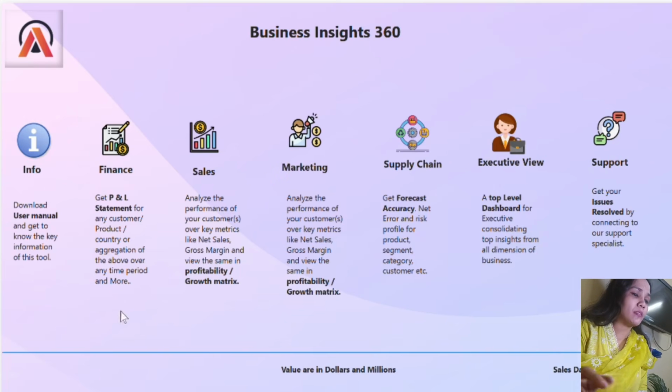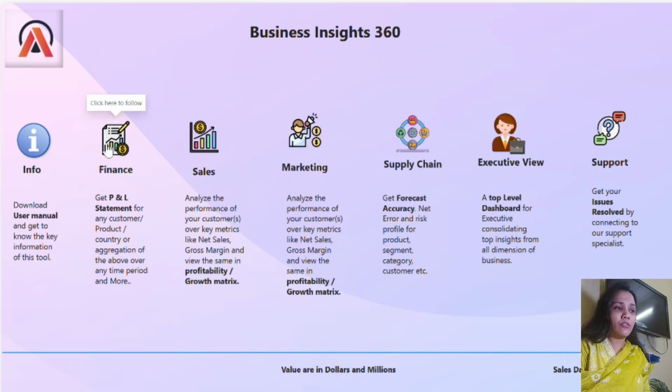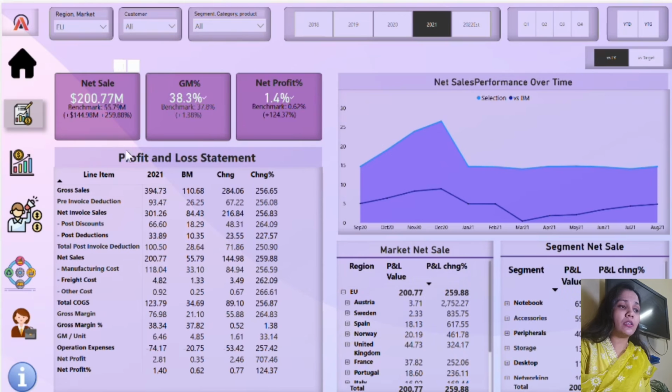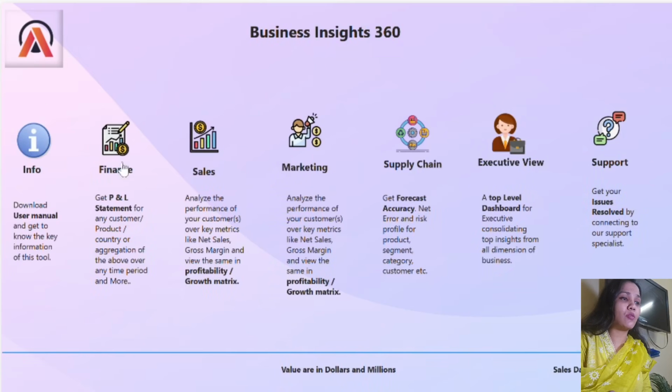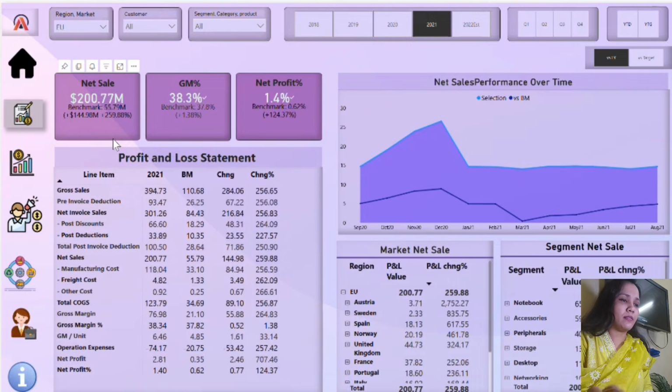This gives a bit of information about finance, sales, marketing, and supply chain, and at the bottom the values are in dollars and millions. If you want to see the finance page directly from here, just click once on finance, and this is the finance page. If you want to go back to the home page, just click once on the home page. You can shift to any page as required, sales, marketing, or supply chain, whatever you want to see. First we are starting with finance, so I click on finance.